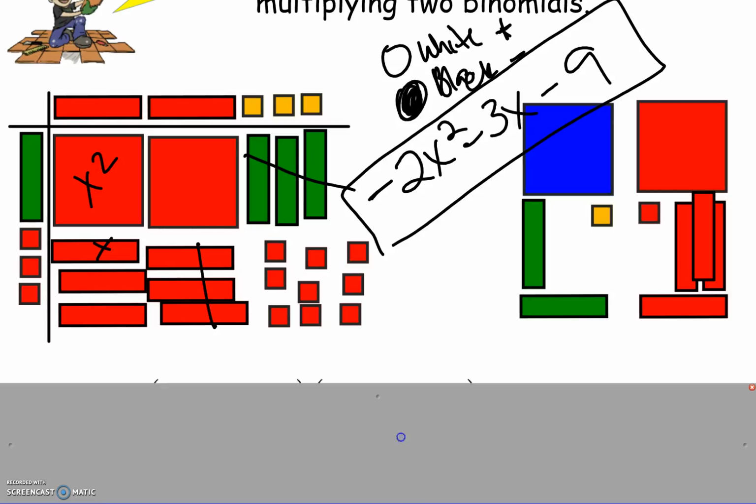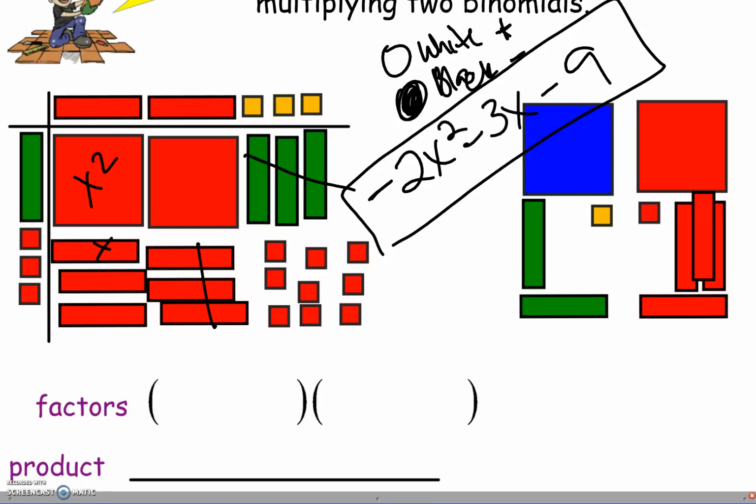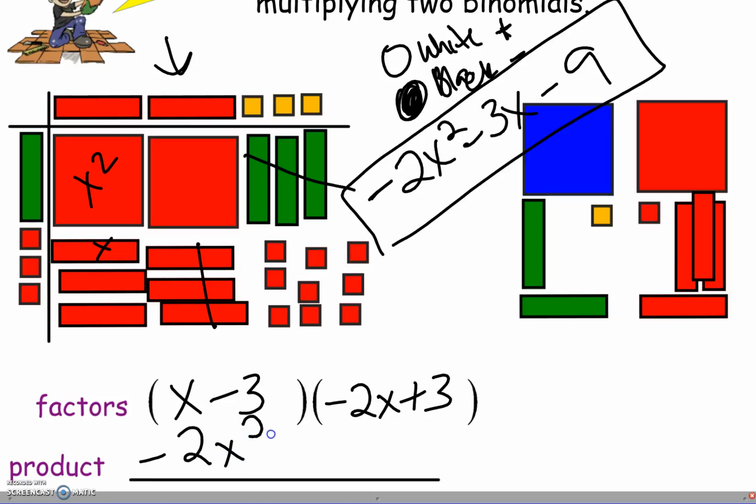Now we need to write the factors down at the bottom. Factors is what we multiplied together, so the first one was x minus 3, and the one on top would be negative 2x plus 3. And we write our answer here, negative 2x squared minus 3x minus 9.